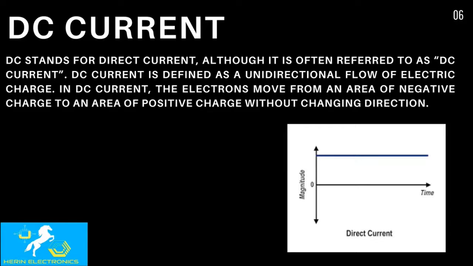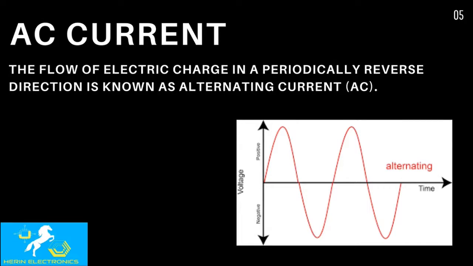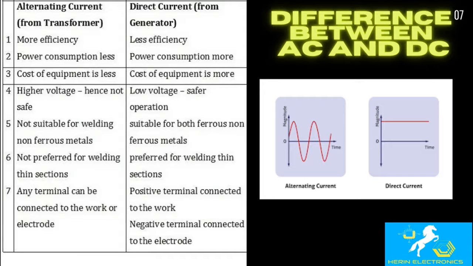Next is AC current, that is alternating current. In contrast to DC current, the flow of electric charge in AC current periodically reverses in direction. So here the magnitude and direction keep on changing with time. In the graph, we can see that the voltage is present in both positive and negative directions, and the waveform is sinusoidal in form. So we can say that in AC current, the flow of electrons is in both directions and its magnitude keeps on changing with time. The common sources of AC current are transformers.